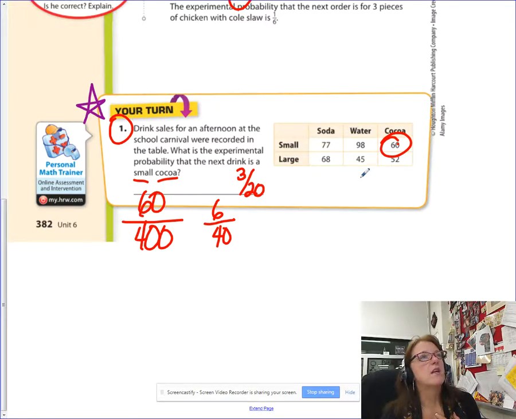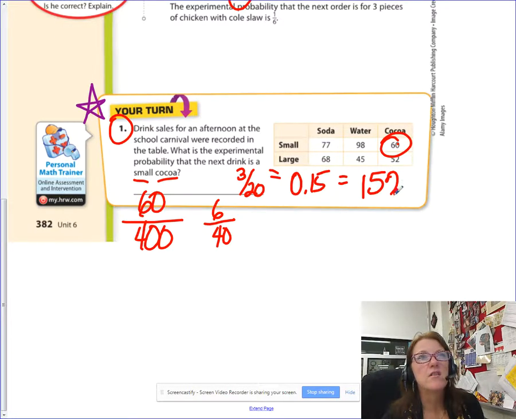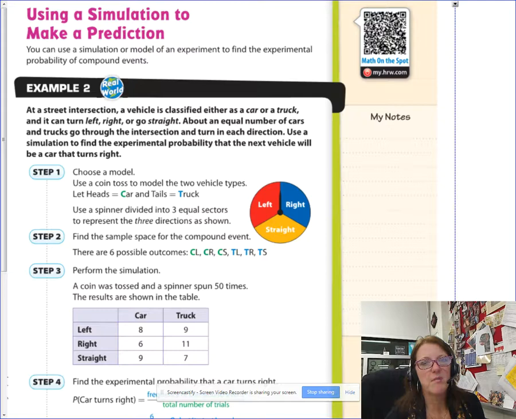I'm good if you leave it as a fraction. It didn't specify in this particular question if they wanted fraction, decimal, or percent. So depending on your preference, you could just leave it as 3/20. If you want to write that as 15/100ths, that's cool. If you want to write that as a percent, you can do that as well. Okay? Awesome. So really, it's very similar to what you've been doing before. You're just picking out the information that will help you calculate this experimental probability.